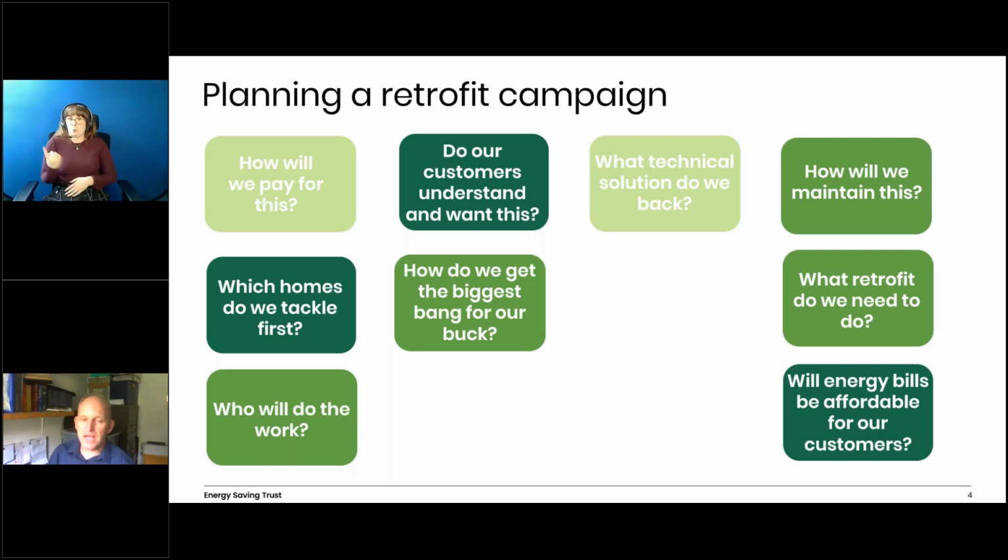Do we have the skills in-house? Do we have access to the supply chain, a sufficient supply chain? And are the skills there within that supply chain? And then the last one on there is, will energy bills be affordable for our customers at the end of all this? Nominally, you'd say a fabric retrofit should always make things better. But with current energy prices, the move to a heat pump isn't always quite as clear-cut. It can be a close thing at times. So if you can click, please, Nora.